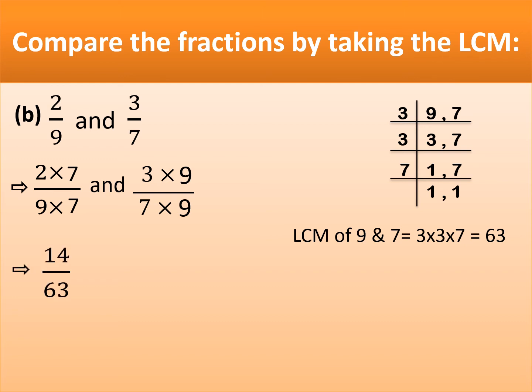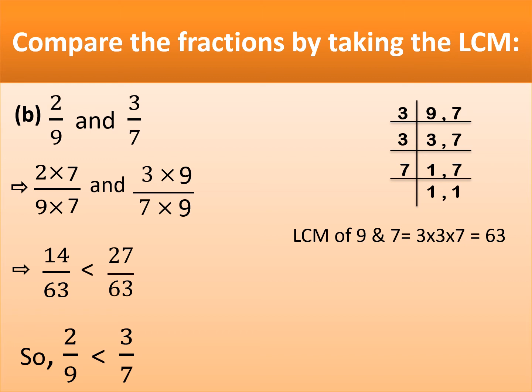So the first fraction is 14 upon 63. Next, 3 nines are 27 and 7 nines are 63. So the other fraction is 27 upon 63. Now denominators are same, so we can easily compare the fractions. As 14 is less than 27, so 14 upon 63 is less than 27 upon 63. So 2 upon 9 is also less than 3 upon 7.